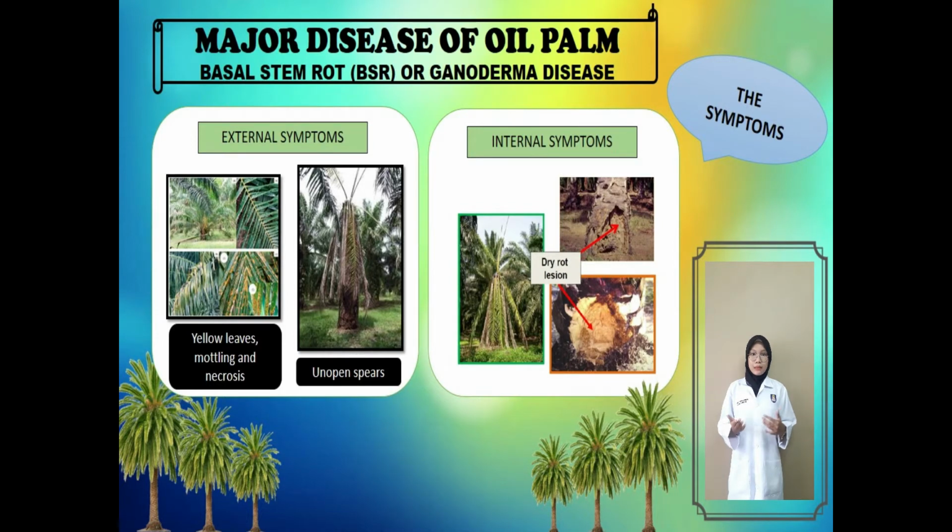For internal symptoms, firstly, dry rot in internal tissue at the base of the stem. Second, extensive decay by Ganoderma is likely to fracture the base of the palm. Third, the trunk may become hollow in standing palm. And lastly, roots become friable with their internal tissue dry and powdery.